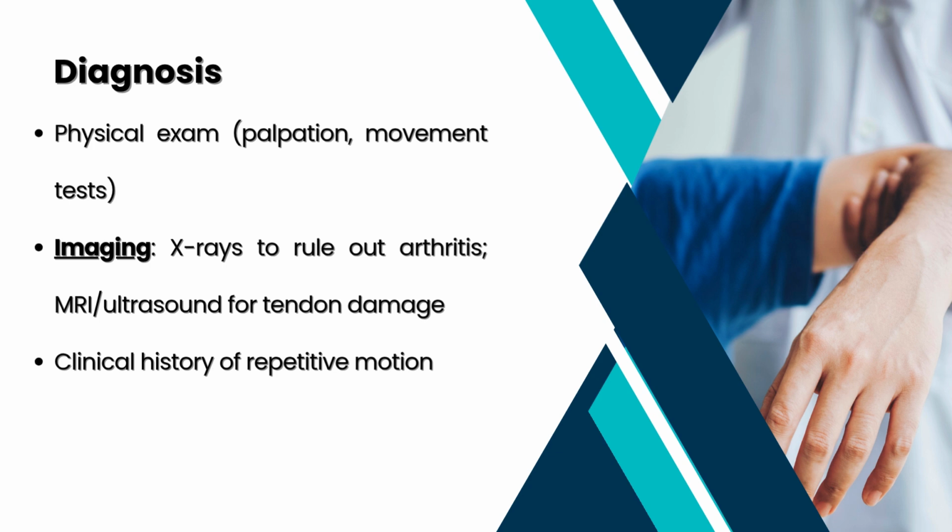MRIs and ultrasounds can be used to assess the tendon damage. That's more for chronic symptoms, I mean the chronic nature of the injury itself, just to make sure the tendon hasn't reached a place of tendinopathy where some type of procedure needs to be done. But for the most part, these are not necessary unless extreme measures need to be taken.